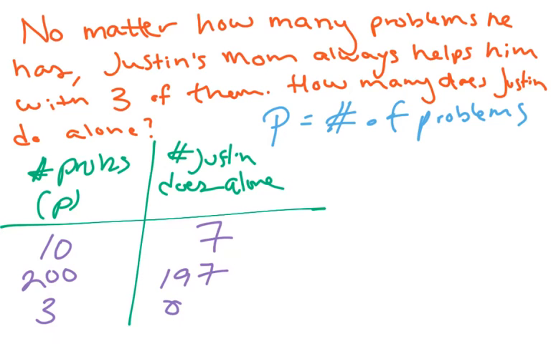So you got to be careful with this, because sometimes you can come up with accurate math that does not represent accurate real life. So we said P is the number of problems Justin has. We are always going to subtract 3 because those are the number that his mom helps him with. So P minus 3 would be our answer.